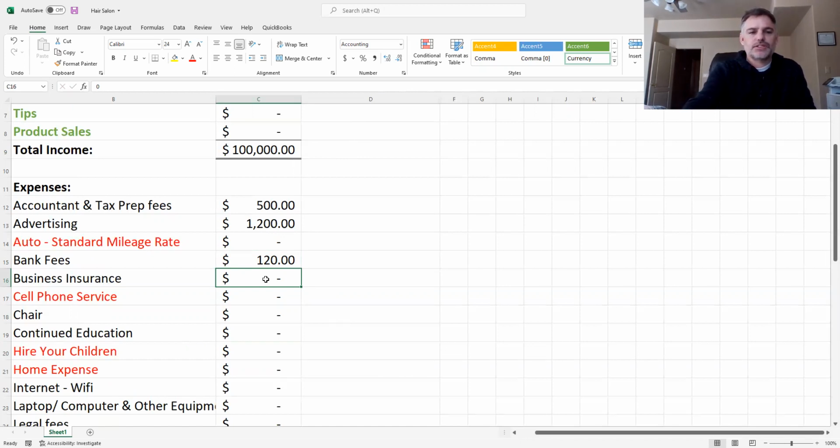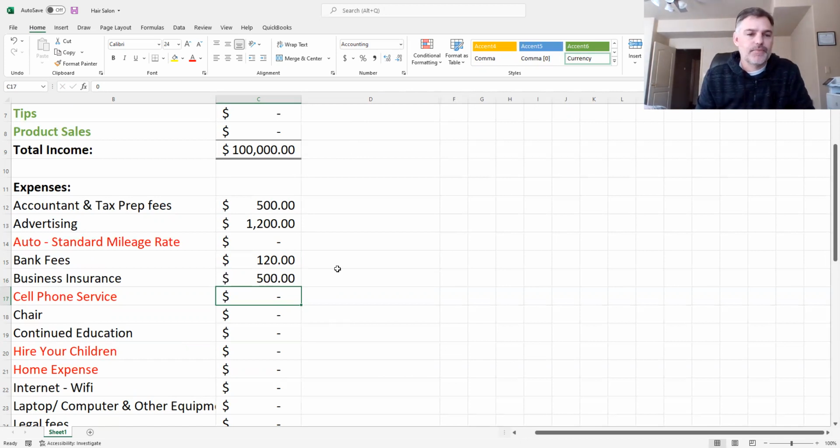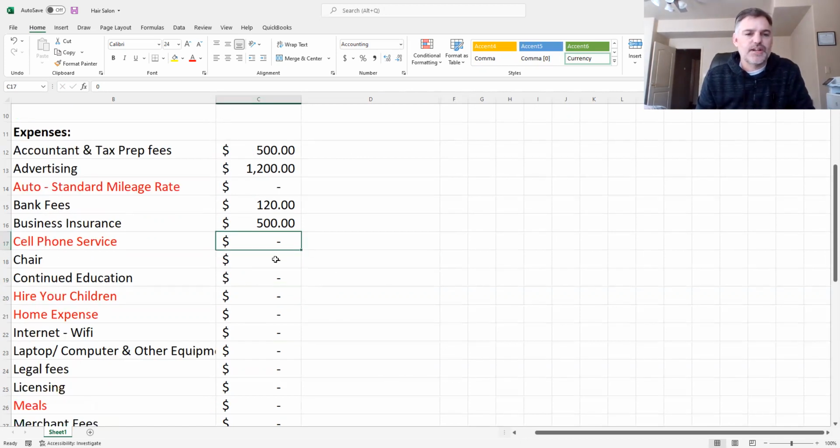Now, business insurance, you may need to look in, maybe talk to your insurance agent, see what you would need for a business insurance policy. We're just going to put $500 in there right now. Let's say that you have your own place in your home, or you build out a retail spot and you now have chairs that you got to buy. Then let's just put 5 grand, you bought some chairs.